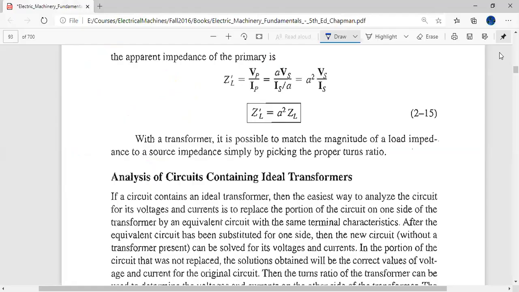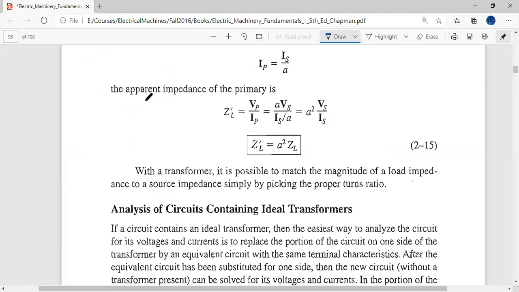Okay, we have already done this derivation. When we shift the load towards the primary side, we have to multiply the load impedance by a square. So when we shift it towards the primary side from the secondary side, we multiply the impedance by a square. And if we are shifting from the primary side towards the secondary side, we divide by a square. Now it is clear. Let's go back to the whiteboard.